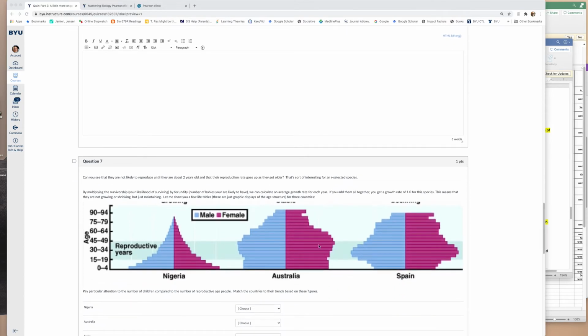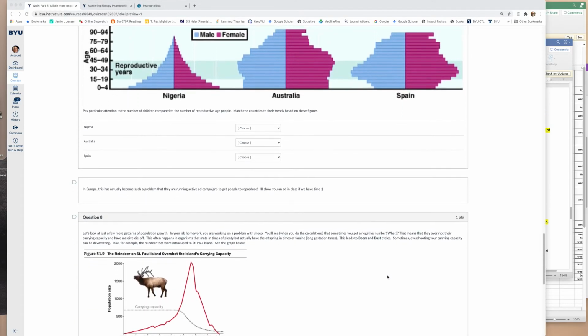So I gave you some examples from different countries. And you can see, for instance, in Nigeria, sorry, the quality is kind of bad, we have not that many at reproductive age and huge amounts of children. So their birth rates are really, really large. They're a growing population. In Australia, we have about the same amount of reproductive age as youth. So they're about a 1-to-1. So they're just sort of staying stable. And then in Spain, we've got all these reproductive age people, but very low numbers of babies. And so they are a declining population.